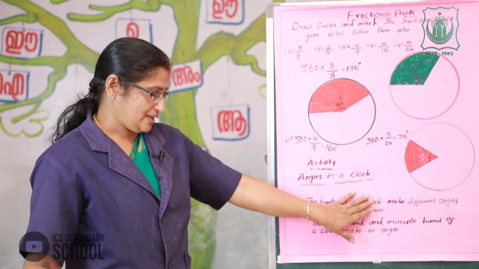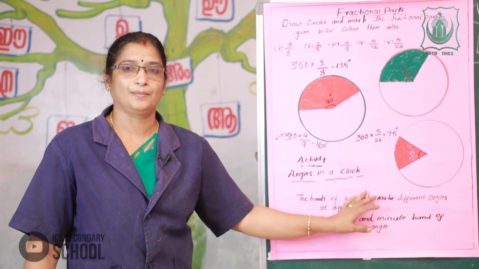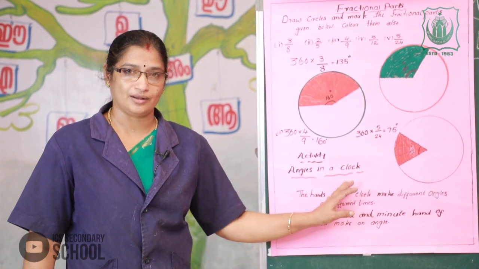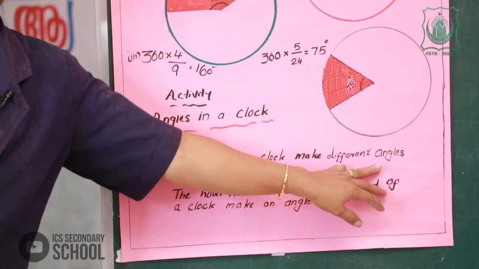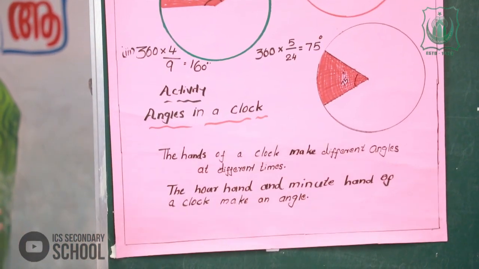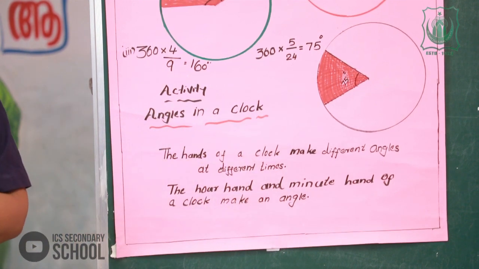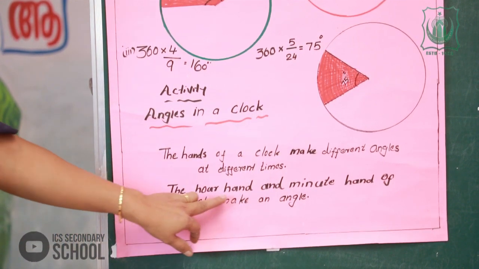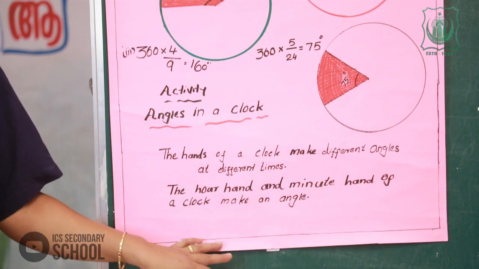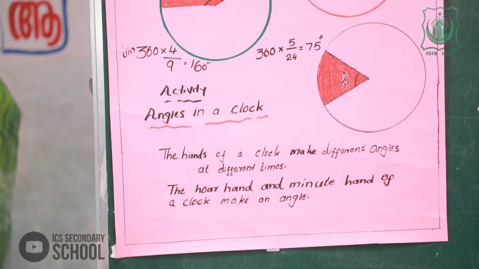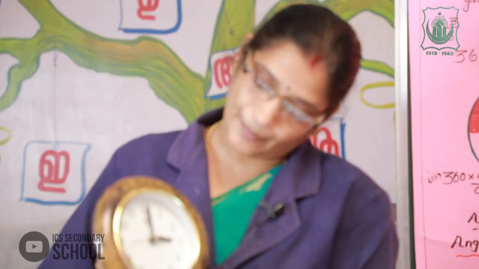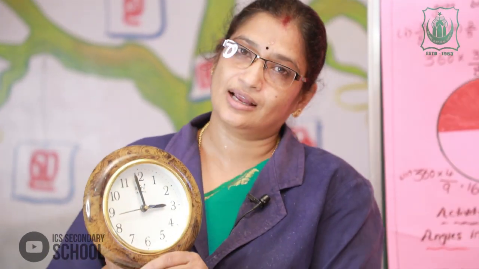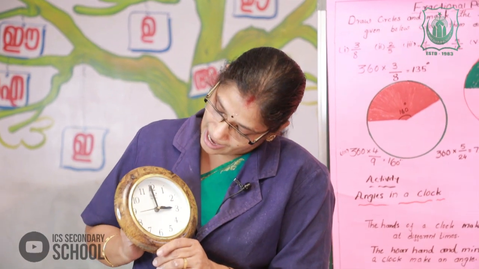Okay. Next activity, angles in a clock. The hands of a clock make different angles at different times. The hour hand and the minute hand make different angles. Listen here. I show the clock. The minute hand and hour hand make different angles.